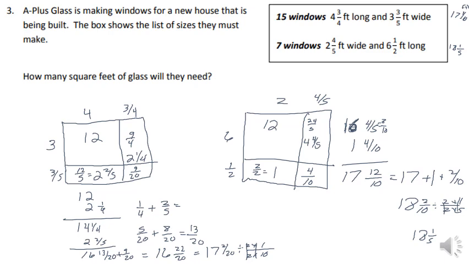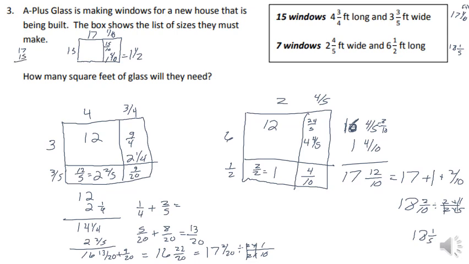Now to solve the total, we have to multiply them again. I'm going to do it over here this time. Our first one was 17 1/10, and we're saying we have 15 windows. So this is going to end up with 15/10, which is equal to 1 5/10, which is also equal to 1 1/2.